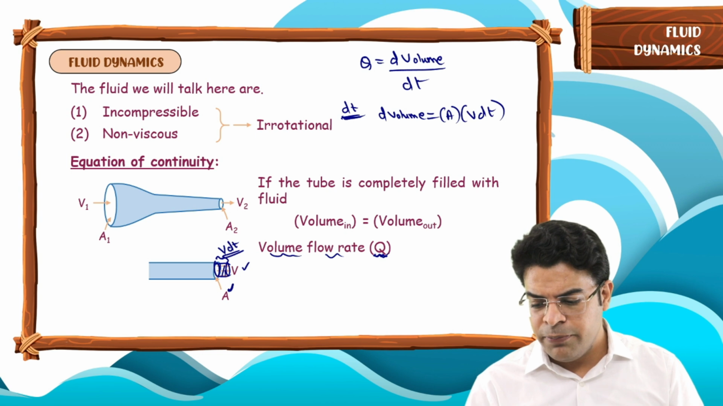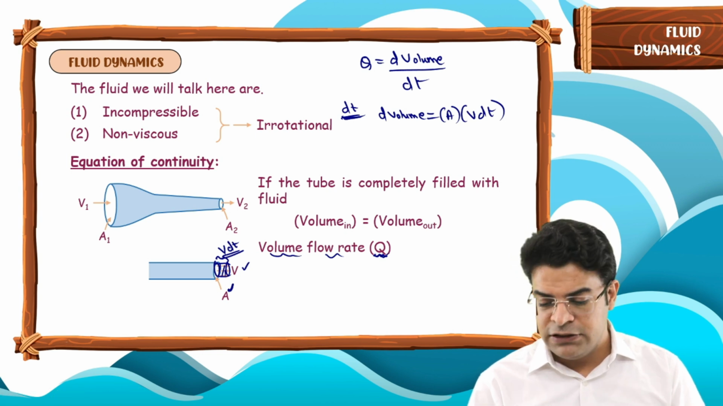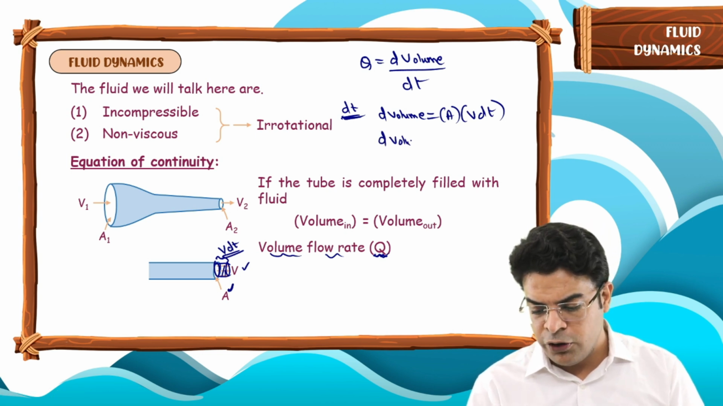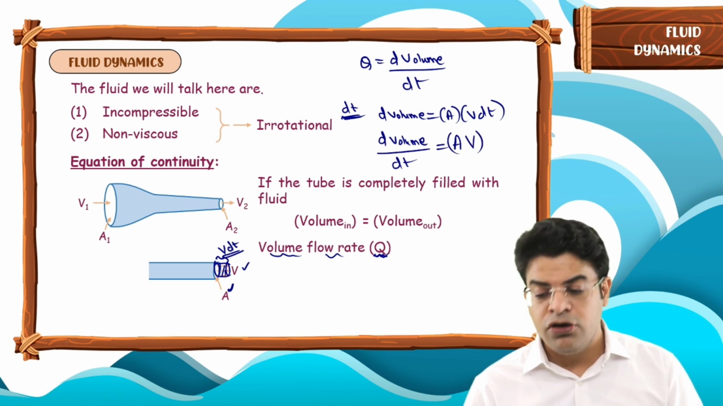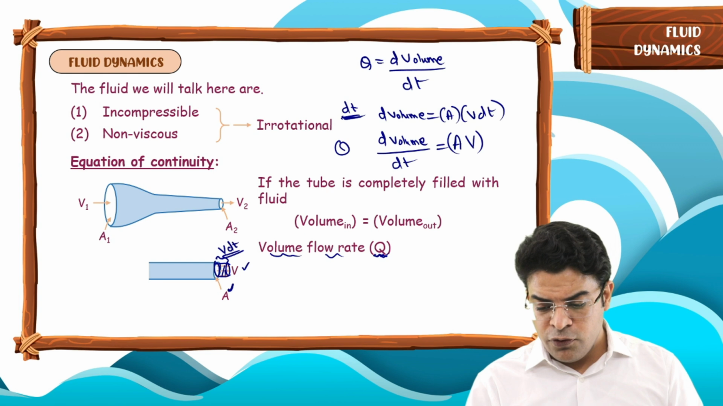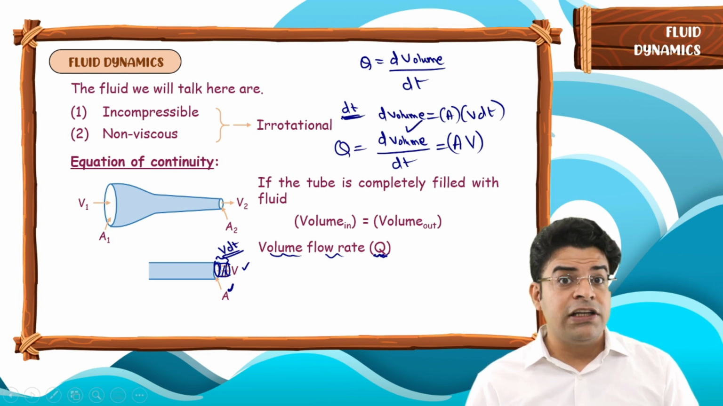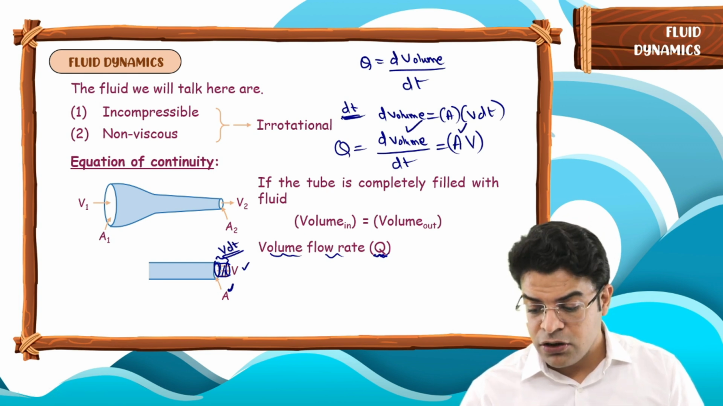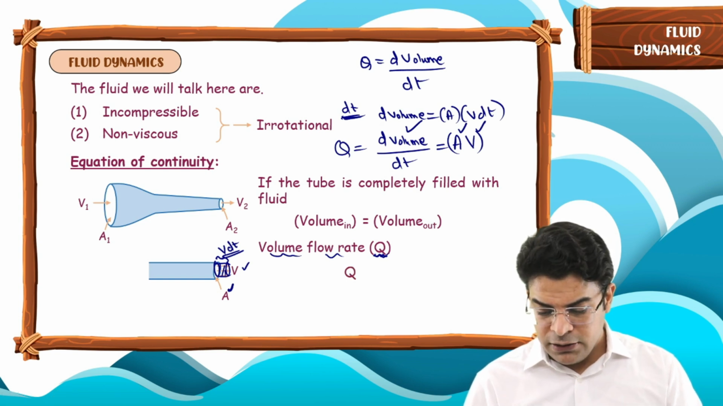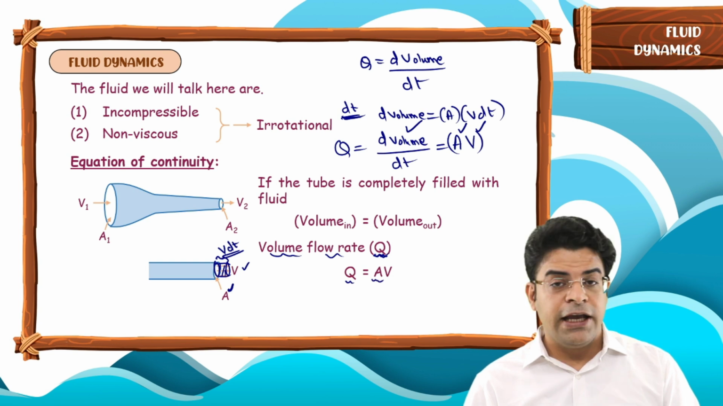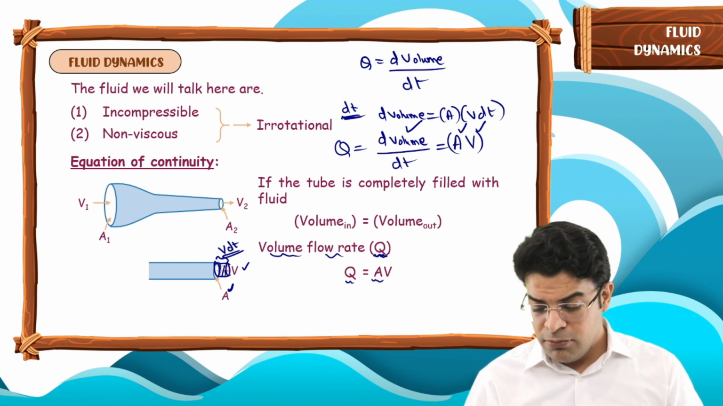So from here, bringing the dt down on the left hand side, you will say the rate of flow of volume with respect to time is given by nothing but the cross-sectional area of the tube multiplied by the speed of the fluid. So the volume flow rate, the rate of flow of volume with respect to time, is nothing but the cross-sectional area into the velocity of fluid.